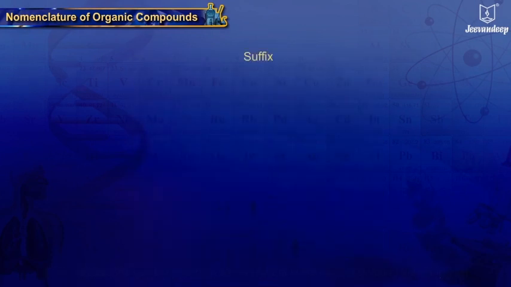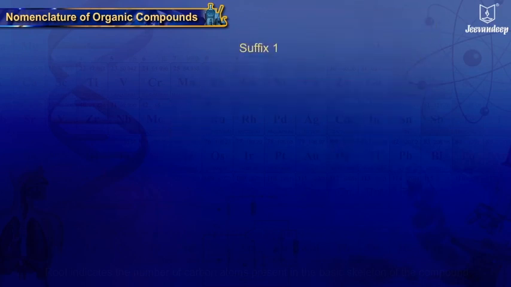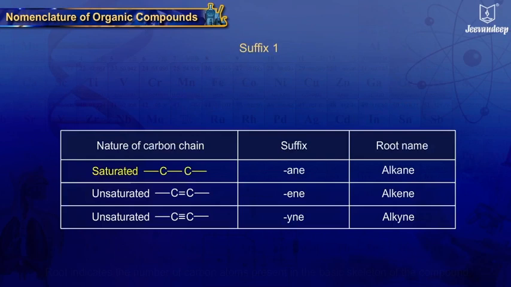Suffix. This includes the phrase after in the name of an organic compound and has two parts, suffix 1 and suffix 2. Suffix 1 indicates the saturation or unsaturation in the carbon chain. The suffix for an alkane is -ane, for alkene is -ene, and for alkyne is -yne.